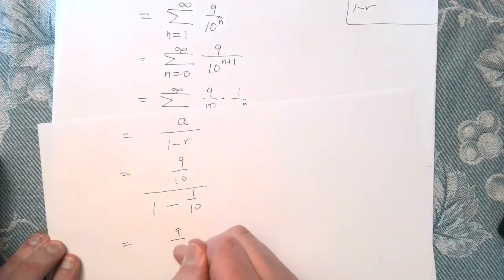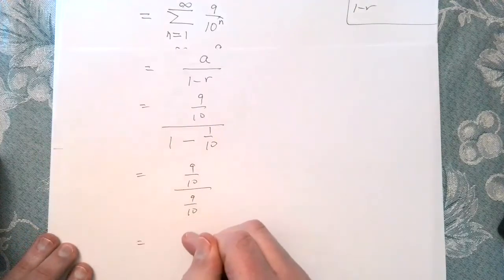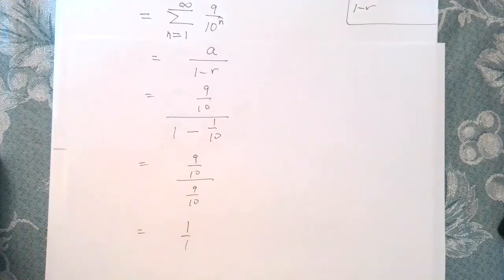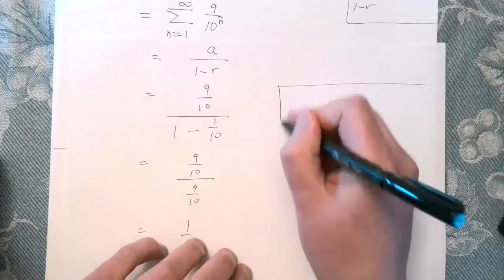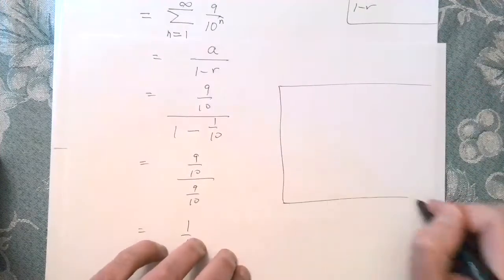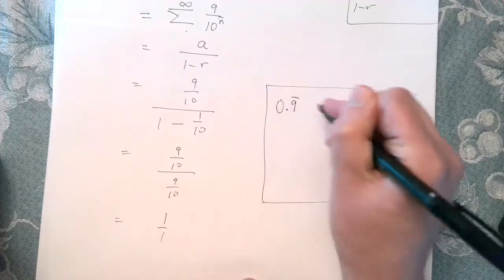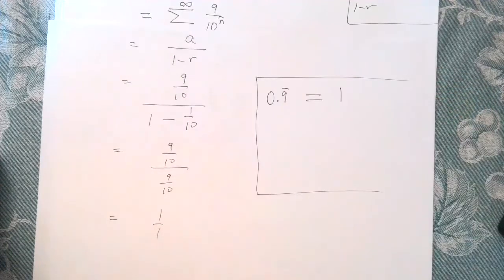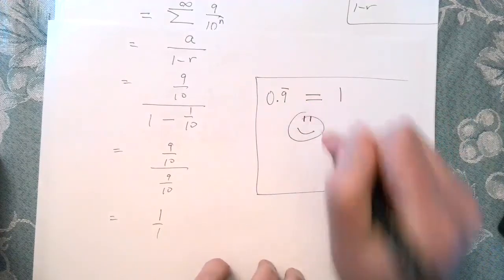Well, this is equal to 9/10 over 9/10, and that's equal to 1, but we wanted to express that as the ratio of integers, so we could write it like that. But that's actually really, really fascinating. This is one of those things that drew me to mathematics. So it turns out that 0.9 repeating is exactly equal to 1, identically equal. Really, really cool.